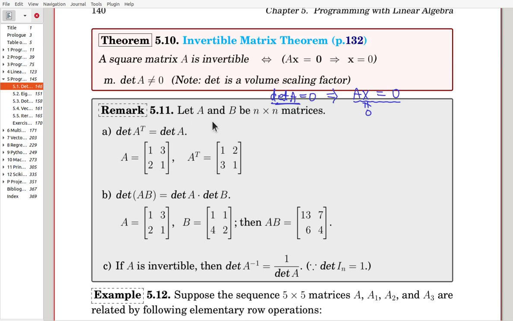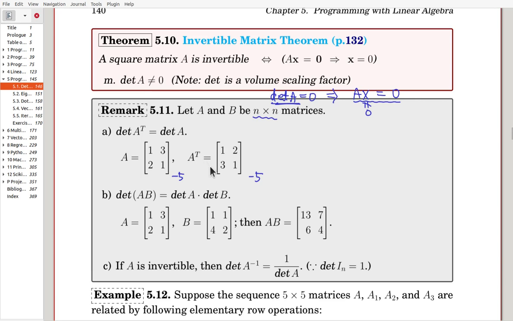A and B are two n by n square matrices. Then here, the determinant of A transpose is the same as the determinant of A. And we already know the determinant is minus 5. And for A transpose, again AD minus BC, so again minus 5. For every matrix, for general n, this will be true.